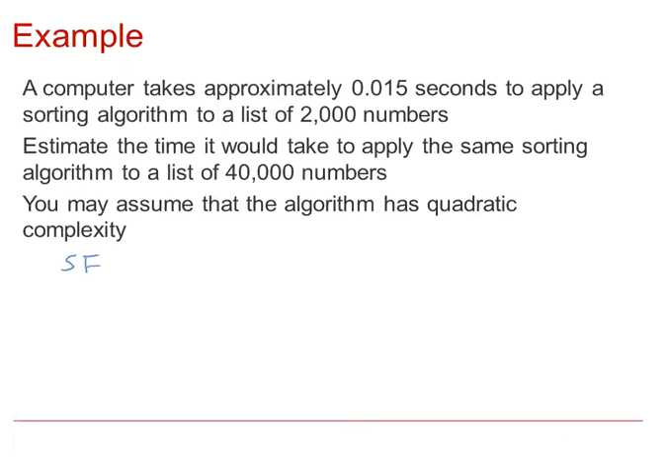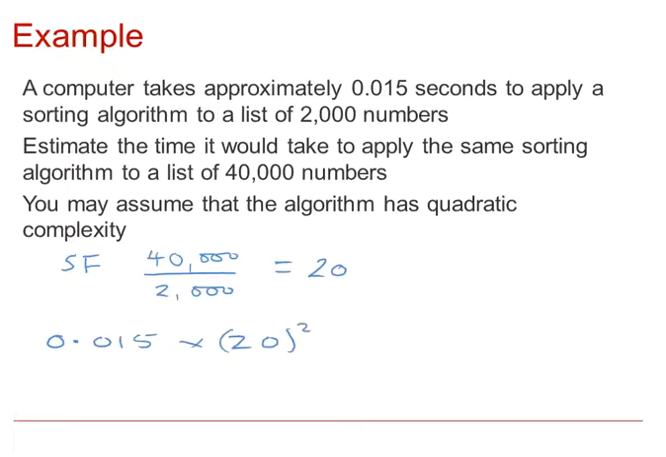So, the linear scale factor, or in other words 40,000 divided by 2,000, would be 20. We then multiply 0.015 times 20 squared. We would have a runtime of 6 seconds. These rough estimates of runtime will give the computer programmers an idea as to whether the algorithm is feasible in practice or whether they need to go back and rewrite the algorithm or recode.